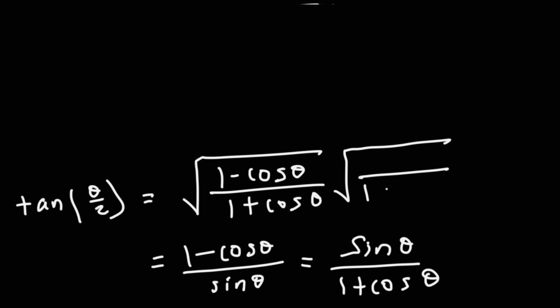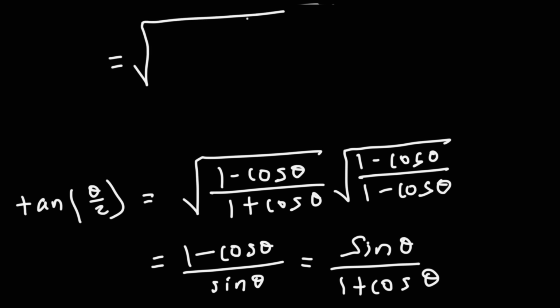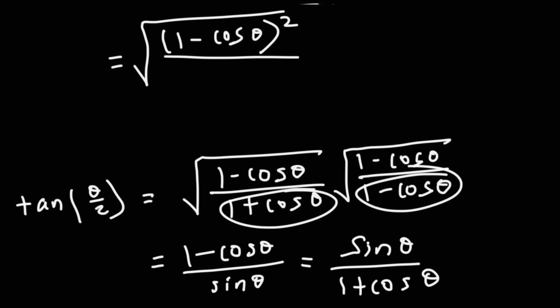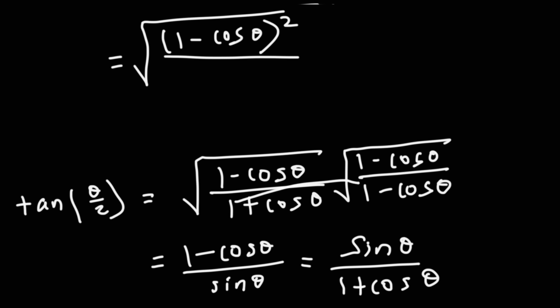So instead of 1 plus cosine, we're going to multiply by 1 minus cosine. And whatever you do to the bottom, you must also do to the top. Now, when we multiply these two, because they're the same, it's just going to be 1 minus cosine theta squared. On the bottom, these two, we could FOIL it. We'll get 1 times 1, which is 1.